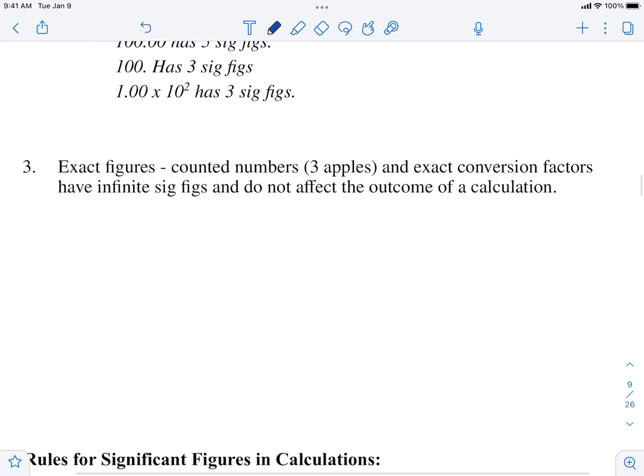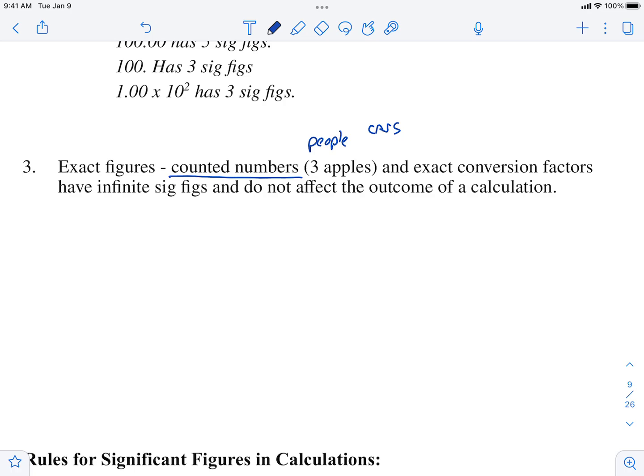There are numbers that are intended to be exact, intended to be whole. Things that are counted, any counted objects like apples, people, cars, things that are not meant to be divided, are what we call counted objects. Counted objects have an infinite number of sig figs, or think of them as exempt from the sig fig rule. You don't bother counting sig figs.